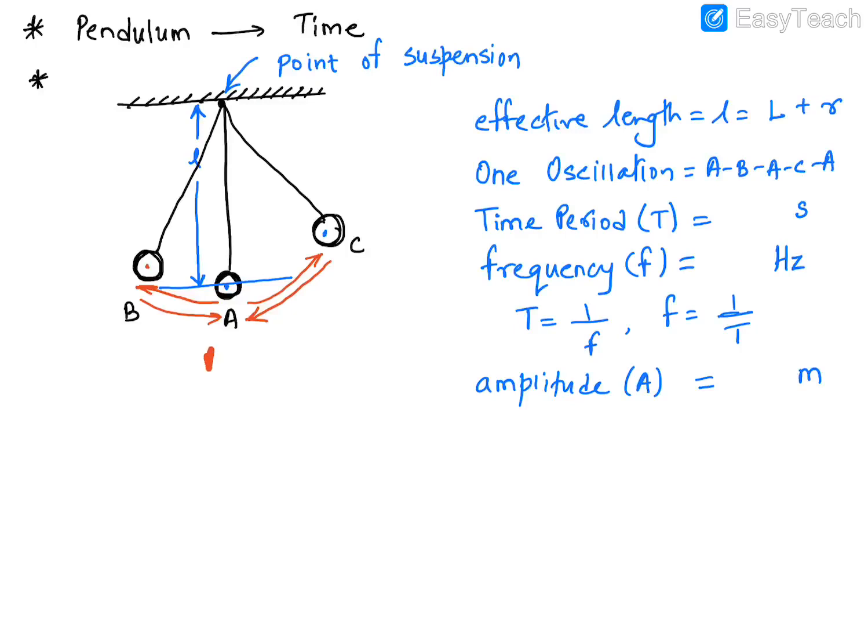Now, this position is called the mean position. Mean means the resting position. If you let the bob of a pendulum rest, it will come to the mean position. Then C is called the extreme position, meaning the highest point to which the bob can reach. In the same way, at end B there also we have the extreme position.